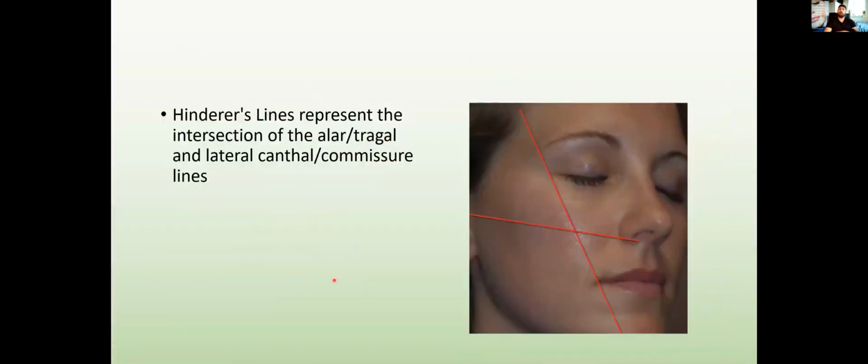And this is probably the more common type of injection method, which is Hinderer's lines, essentially a line drawn from the lateral canthus to the oral commissure, and then the mid-alar to the mid-tragal line here. The importance of the alar-tragal line is that any injection above this line, you're safe to go down onto bone and inject with a needle. Any injection inferior to this line tends to be more superficial, and we need to worry about certain structures like the facial artery, as well as the facial vein.